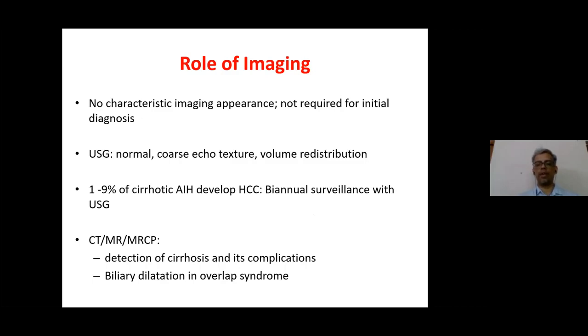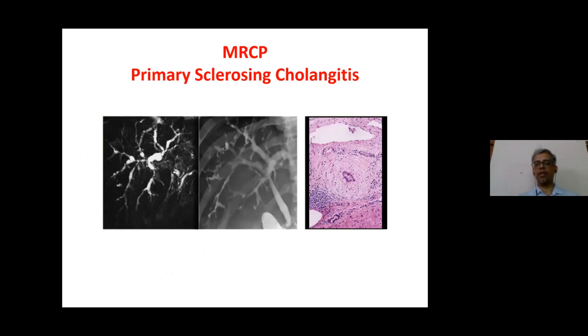Whenever a patient comes to you, ultrasound is the first investigation which you ask for, and it may show normal, coarse texture, or a volume redistribution. An important role of ultrasound also comes in those patients who develop cirrhosis, as ultrasound is a screening modality for hepatocellular carcinoma. Apart from that, CT, MR, and MRCP usually do not have a routine role in the evaluation of autoimmune hepatitis. But when you have complications of cirrhosis or you want to make a diagnosis of cirrhosis, you can ask for these investigations. And when your alkaline phosphatase is elevated and you're thinking of biliary obstruction or overlap syndrome, do ask for imaging.